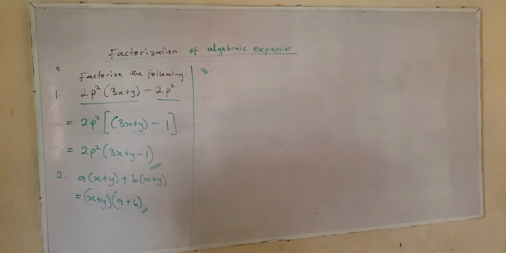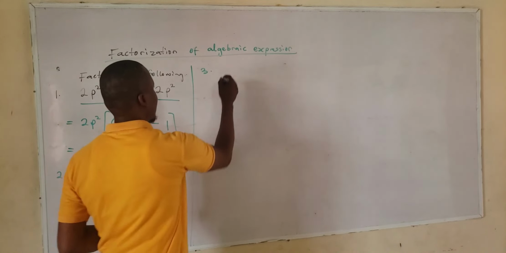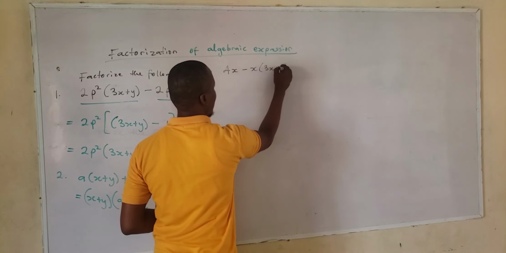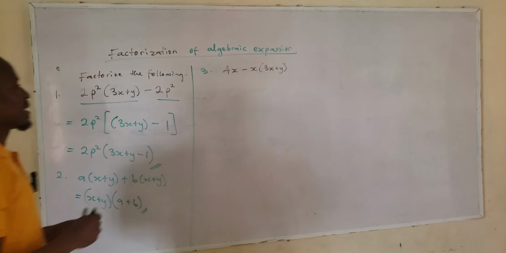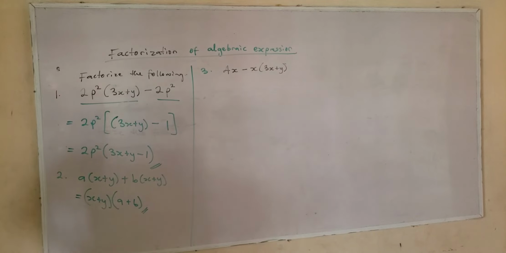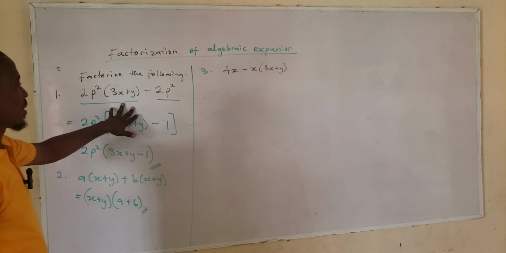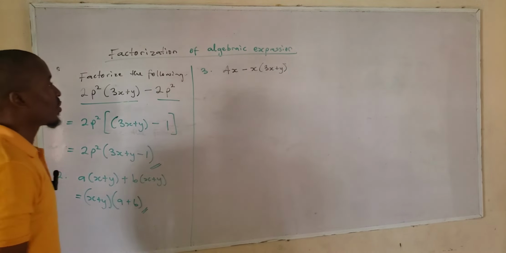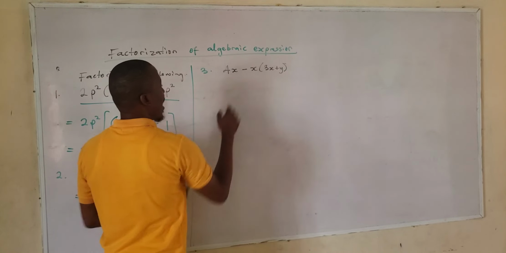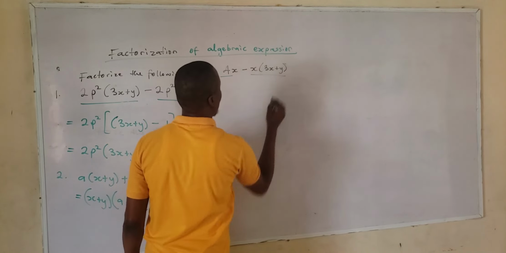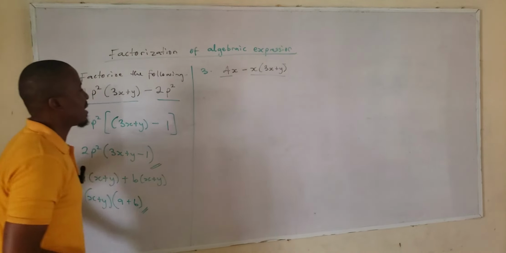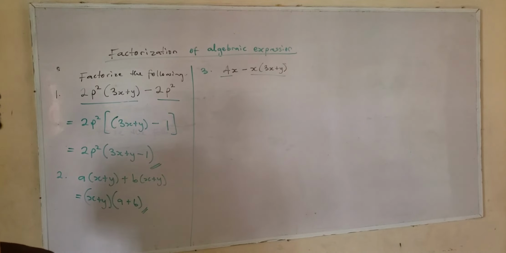In number 3, we have 4x minus s into 3x plus y. Okay? It's just like this one. Not totally like that, but a little bit like that. So we have our first term here, we have our second term here. In the first term here, we have what? S is common with the x that is in the second term.